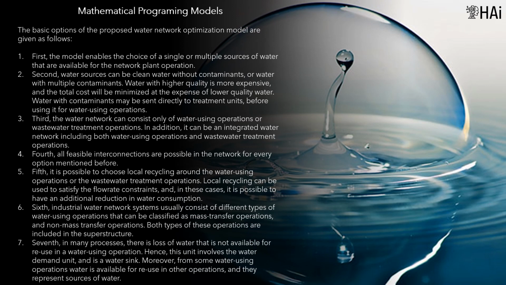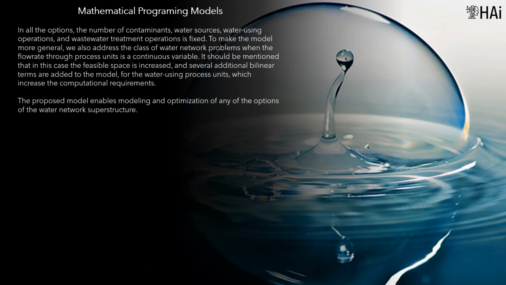Both types of these operations are included in the superstructure, and seventh, in many processes, there is loss of water that is not available for reuse in a water-using operation. Hence, this unit involves the water demand unit, and is a water sink. Moreover, from some water-using operations water is available for reuse in other operations, and they represent sources of water. In all the options, the number of contaminants, water sources, water-using operations, and wastewater treatment operations is fixed.